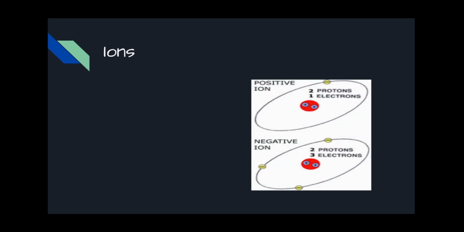So here's an example. Here we have a positive ion that has 2 protons and 1 electron. And here we have a negative ion with 2 protons and 3 electrons. Now we have special names for these ions. A positive ion is what we call a cation, and a negative ion is what we call an anion. One way you can remember is that cations have cats in the name, and cats have paws, and cations are positive. That's how you can remember. Cations are positive.